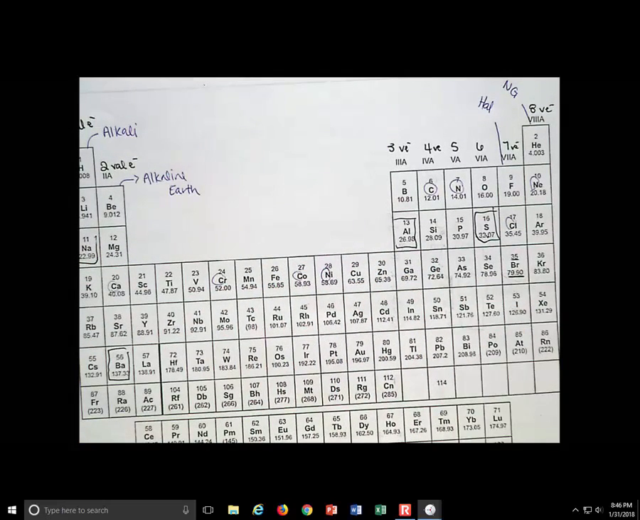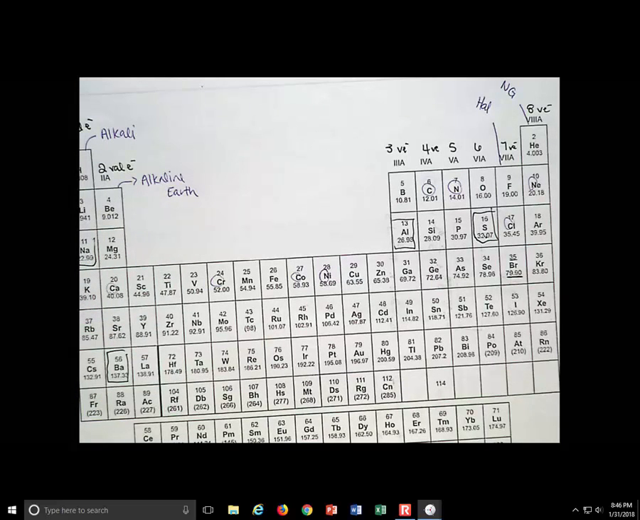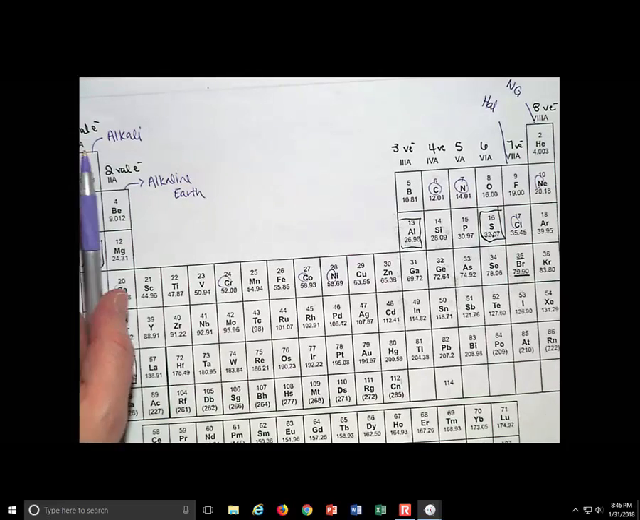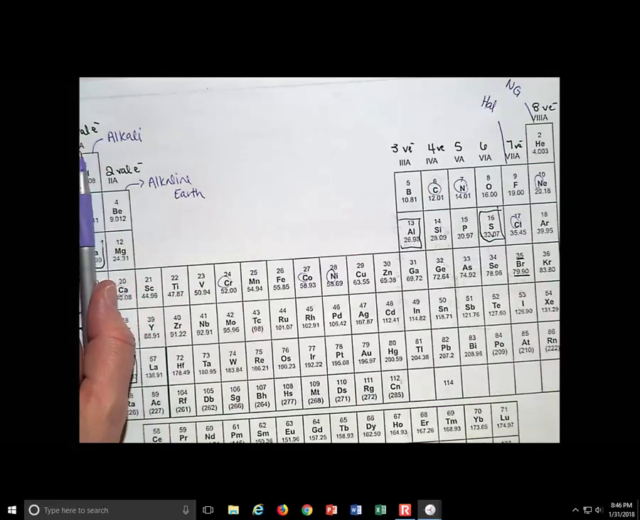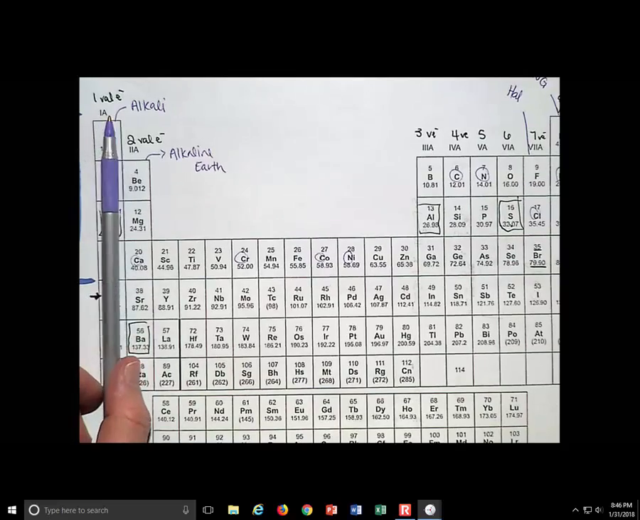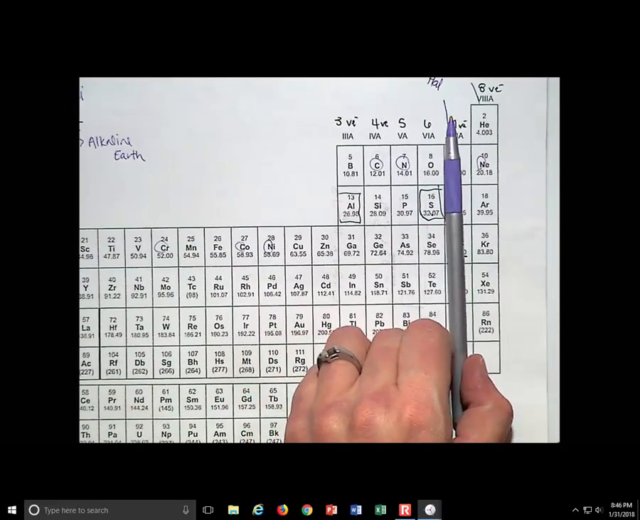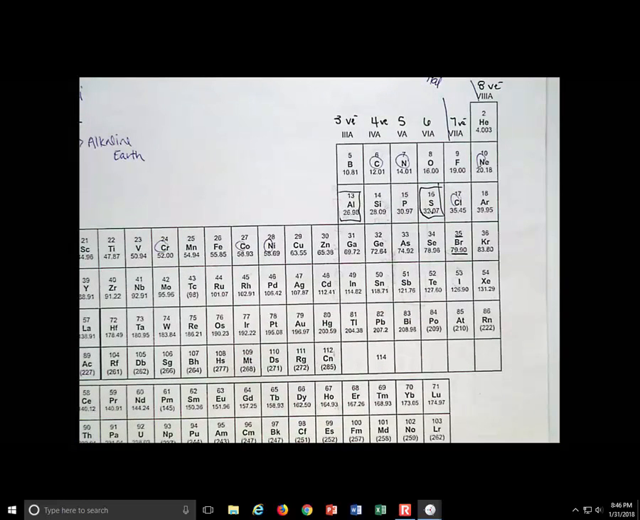And is it elements in the same group or elements in the same period that have similar reactivity? No, 50-50 chance. It's the elements in the same group. So just remember everything that belongs in the same group has the same group name, and so they behave similarly. So these guys all behave the same, these guys all behave the same, as do these. Groups are columns.